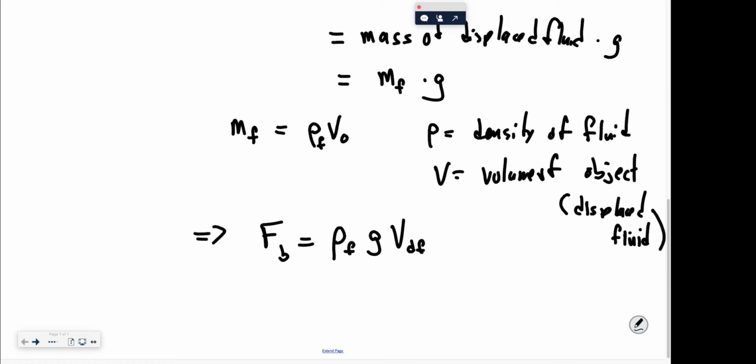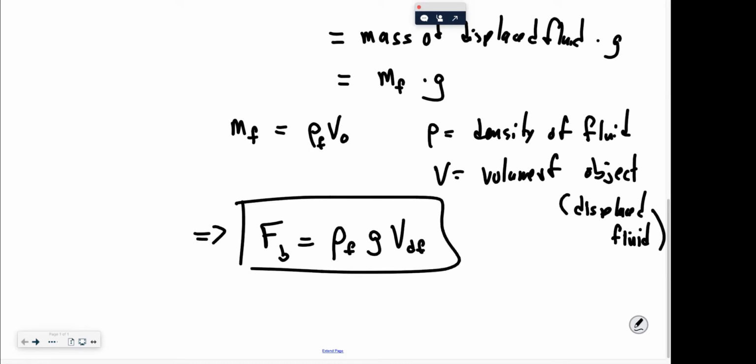So that's the buoyant force. Density of the fluid, rho G V, but it's important to know which rho and it's important to know which V. It's very easy to get these wrong when you're doing these problems.